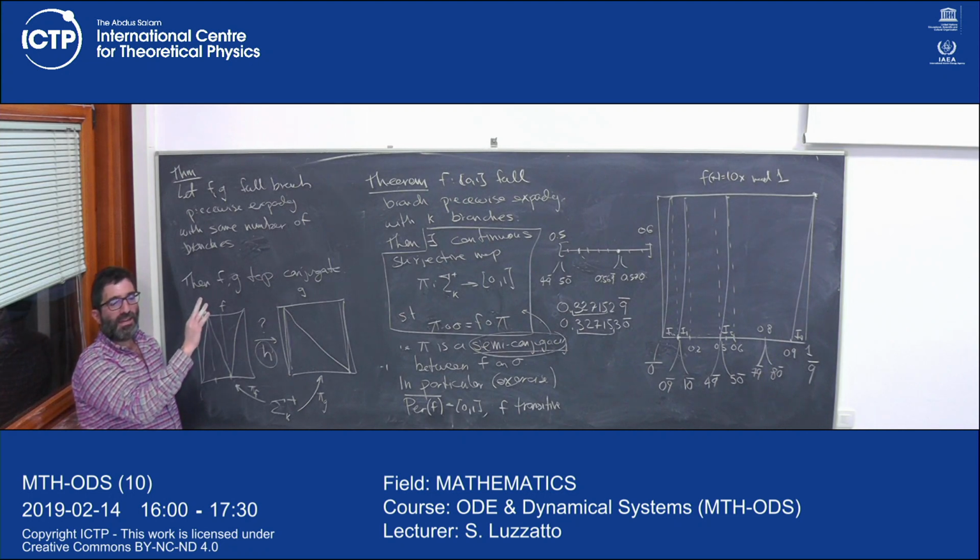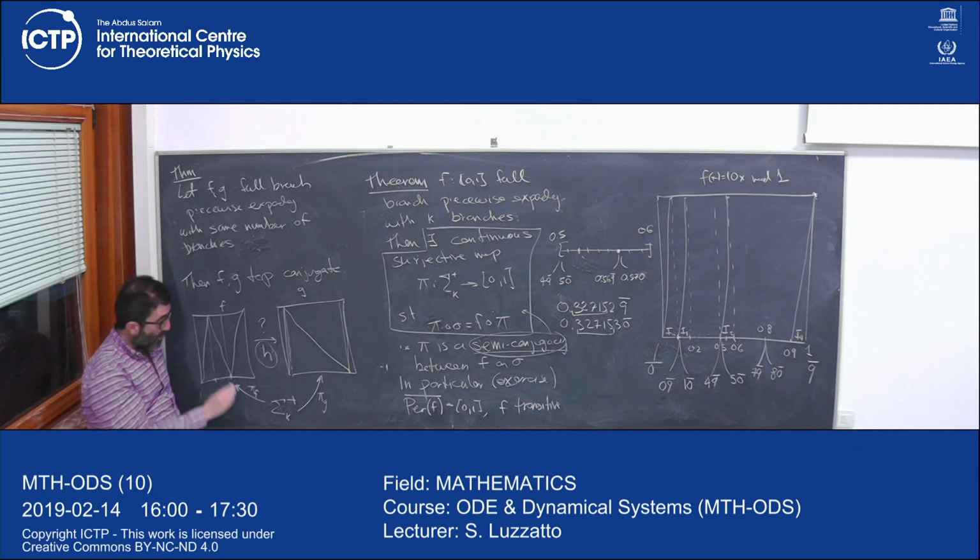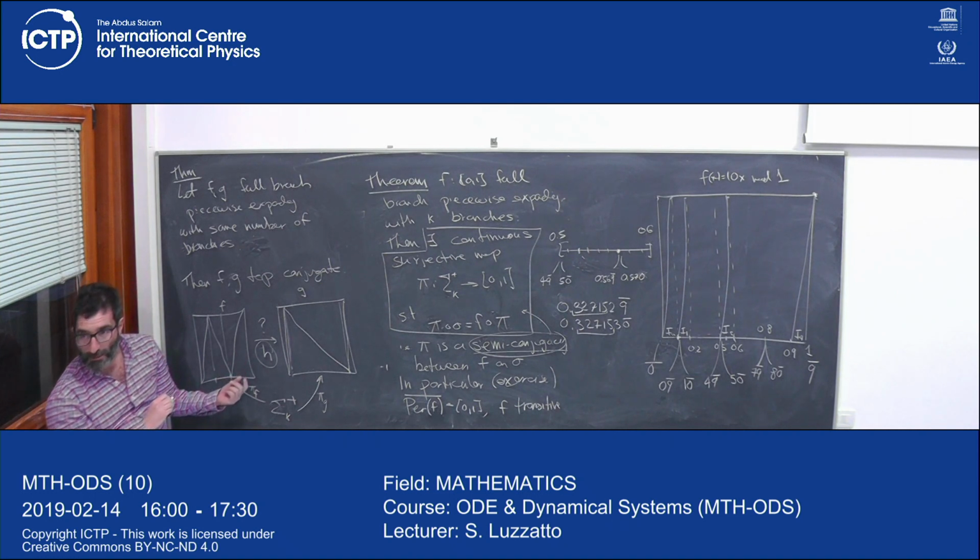So the fact that they have the same number of branches is a necessary condition. It is not completely sufficient. There's still a little bit of an issue. We need to check. Sorry? That they are glued together. That they're glued together in the same way.